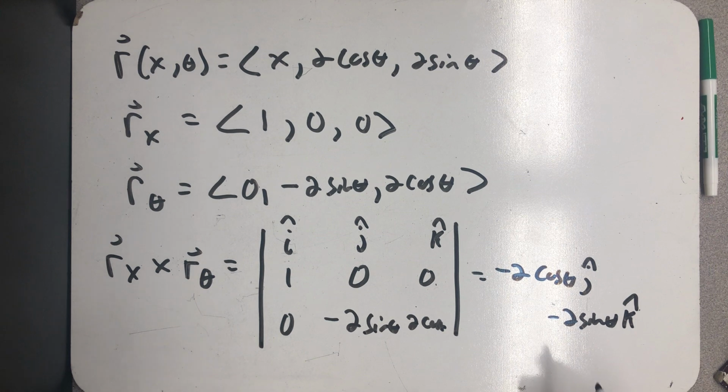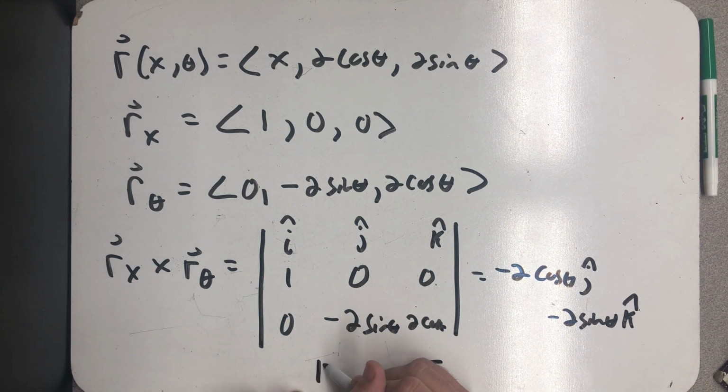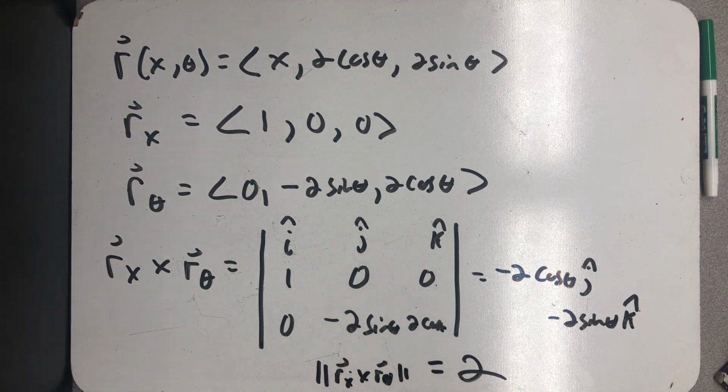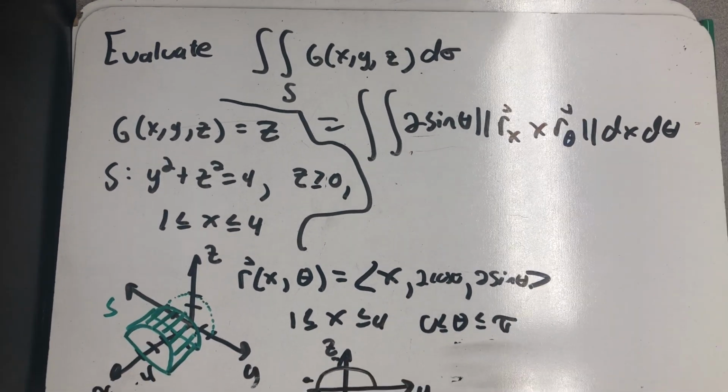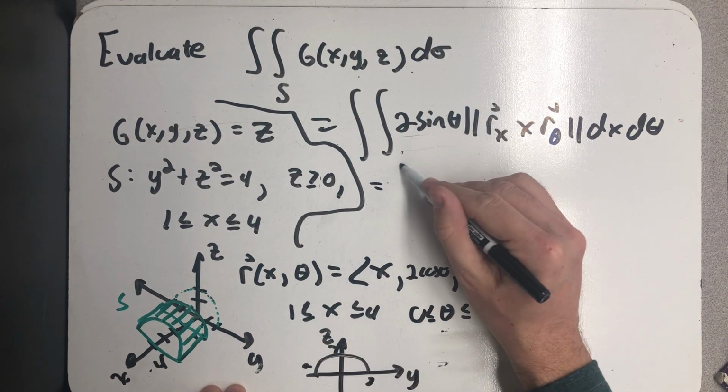When I find the magnitude, I square these things and take a square root. But if I think about it, those are parametric equations of a circle of radius 2. So when I find the magnitude of this cross product, I just get 2. So now we can return to our double integral, because now I know this is 2.